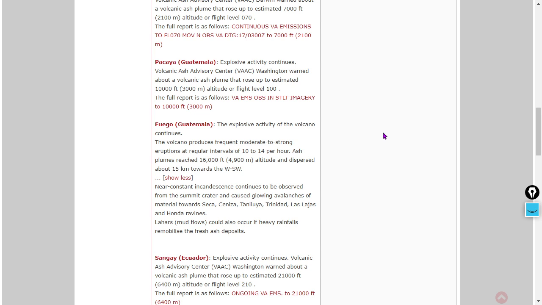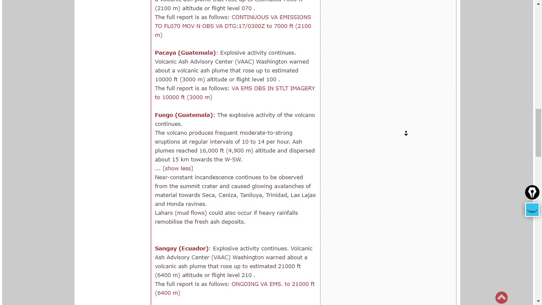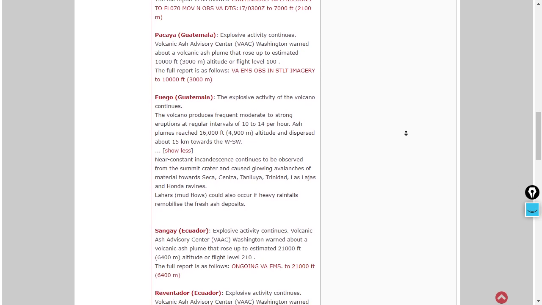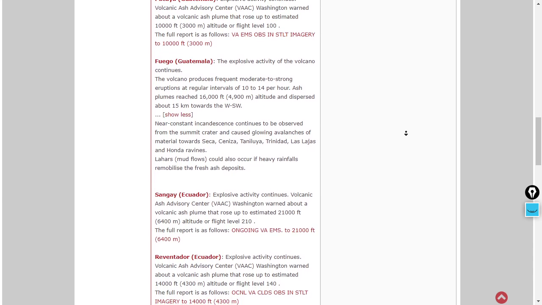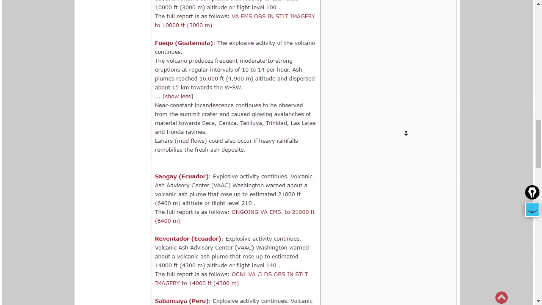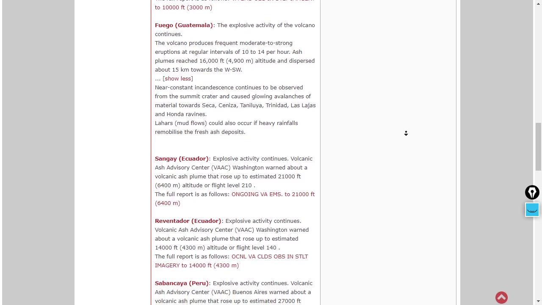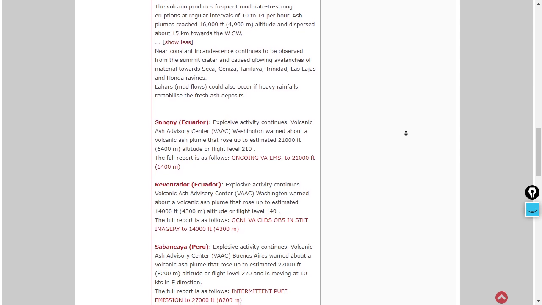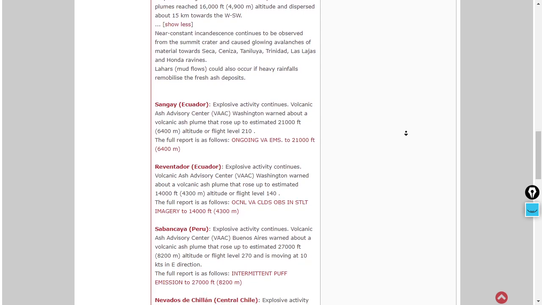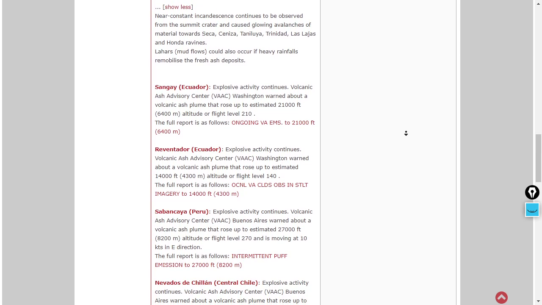Fuego in Guatemala exploding. Near constant incandescence continues to be observed from the summit crater and caused glowing avalanches of material toward Seca, Santa Teresa, Taniluyá, Trinidad, Las Lajas, and Honda ravines. Lahars, known as mudflows, could occur if heavy rainfalls remobilize the fresh ash deposits.